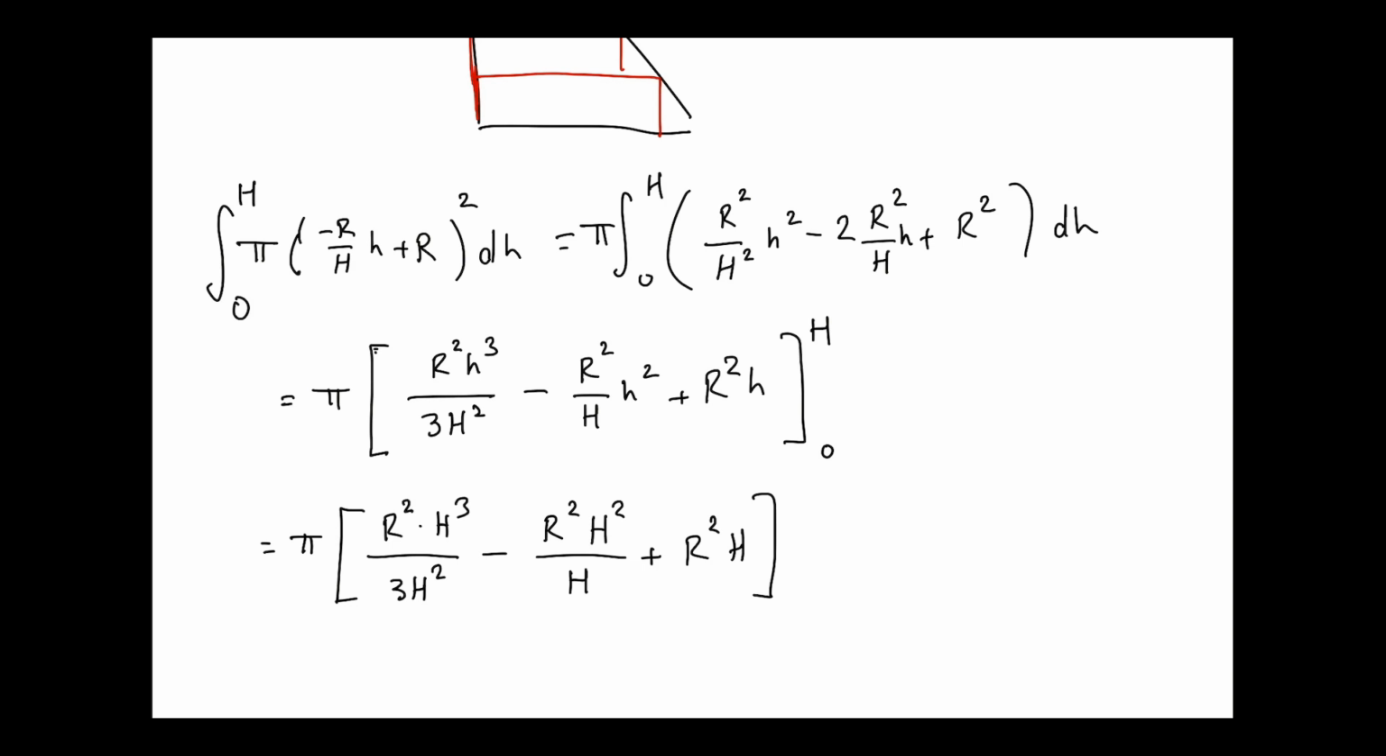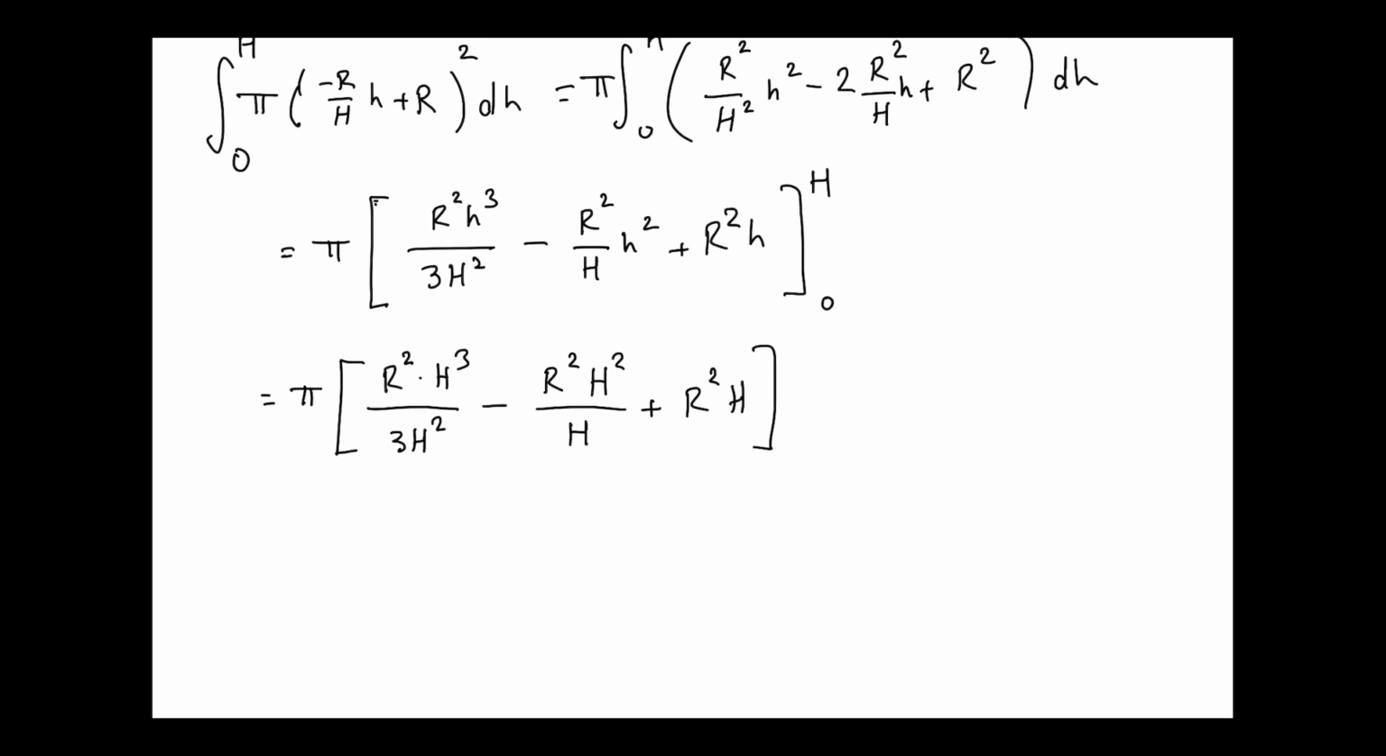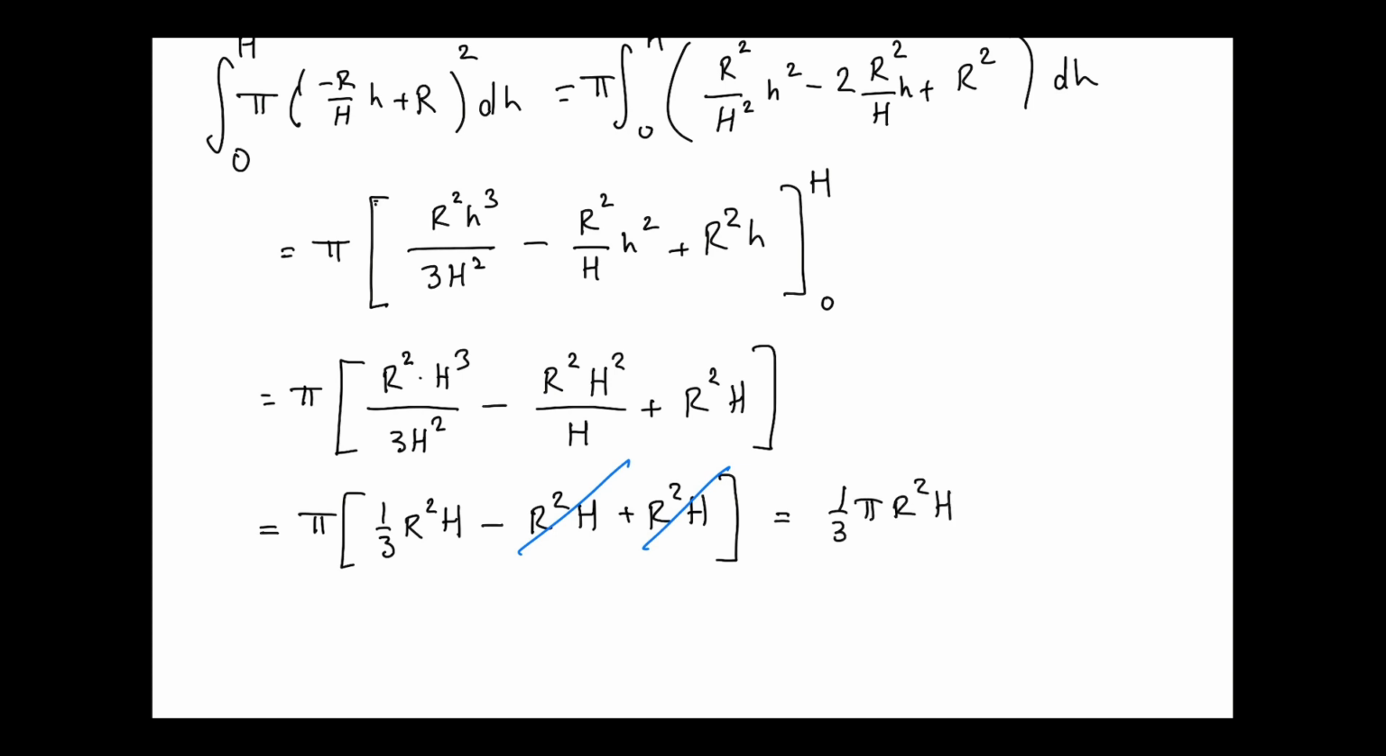There's a lot of simplification that can happen here because I can cancel a number of these h's, okay? And so what am I going to get here? I'll have pi times 1/3 r squared h minus r squared h plus r squared h. And what happens to the latter two terms? They cancel out. And so what do I get? 1/3 pi r squared h.